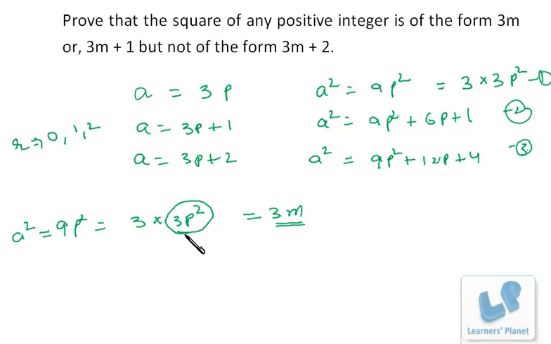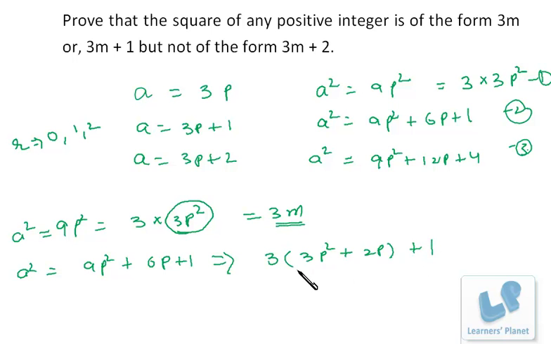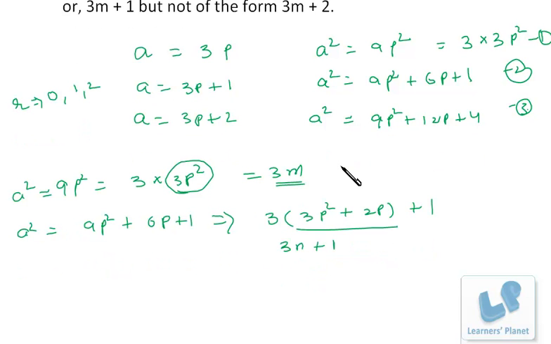Now let's take the second one. Here a square is equal to 9p square plus 6p plus 1. So we can take 3 as common. So it will be like 3 times 3p square plus 2p, plus 1, right? We assume this bracket to be further an integer, maybe n. So it's 3n plus 1 format, right? So a square is either a multiple of 3 or a multiple of 3 plus 1. That means if a square is divided by 3, the remainder will be 1. And the third case is this, right?